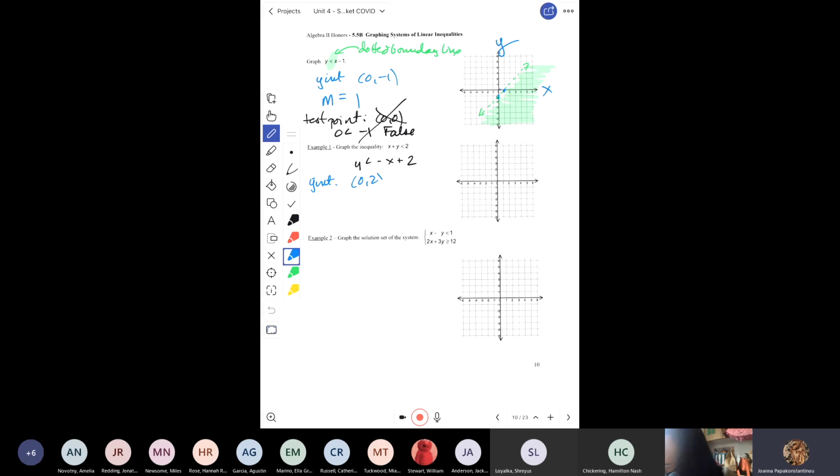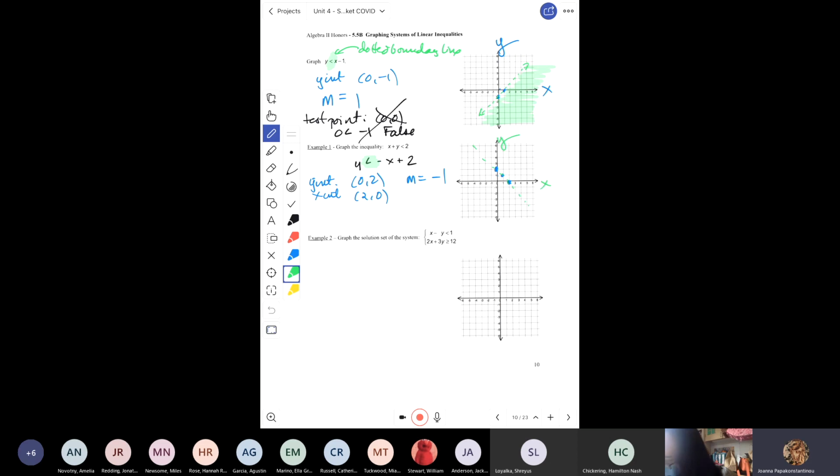0, 2. And the slope? -1. And the x-intercept is what? 2, 0. Good. We like to see those intercepts. And let's check the boundary. What can you tell me about the boundary line? It is dotted.